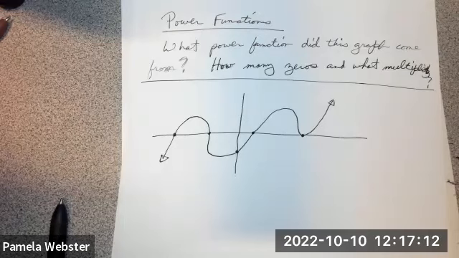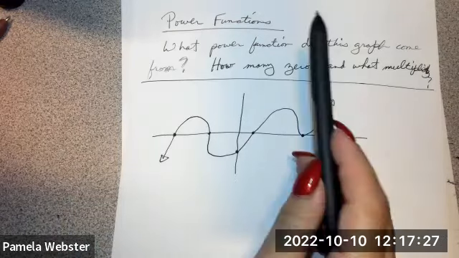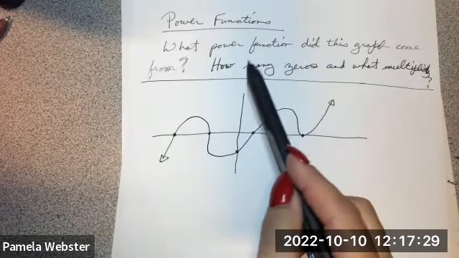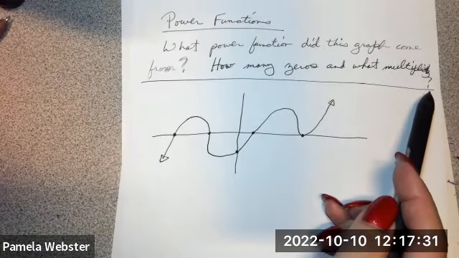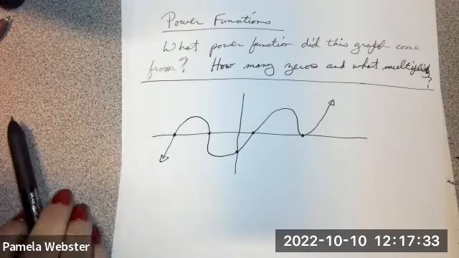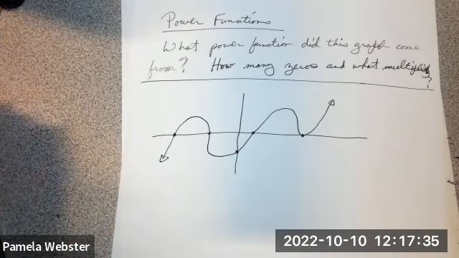All right, we had talked just a tiny bit the other day about power functions, so I'm going to make sure we're all good on what power functions are. We're going to look at this graph and see what's going on. My question is, what power function did this graph come from, and how many zeros does it have, and what multiplicity? That's what we want to know.